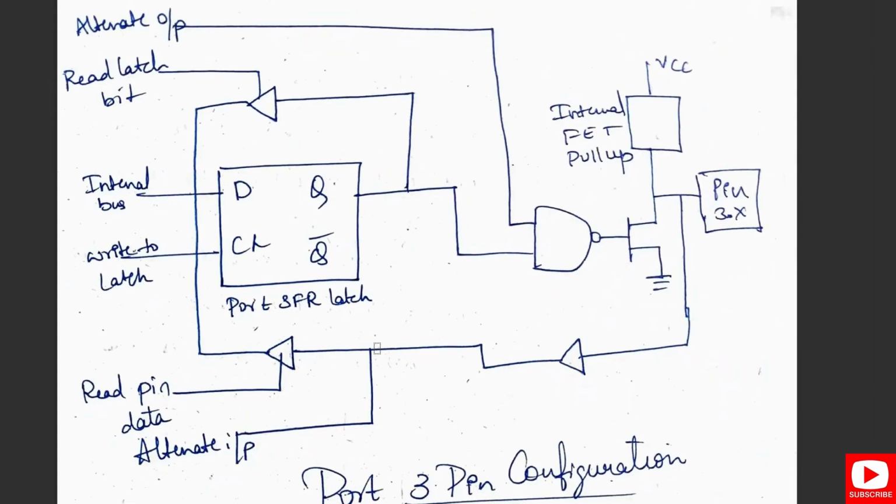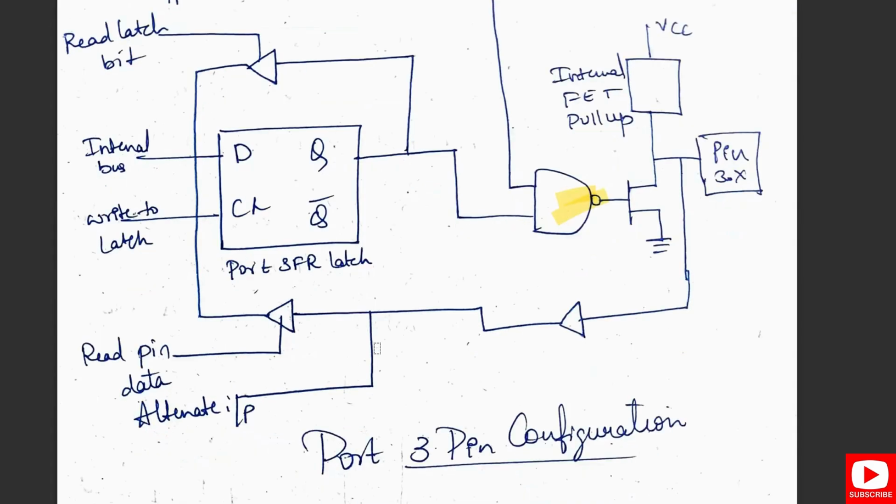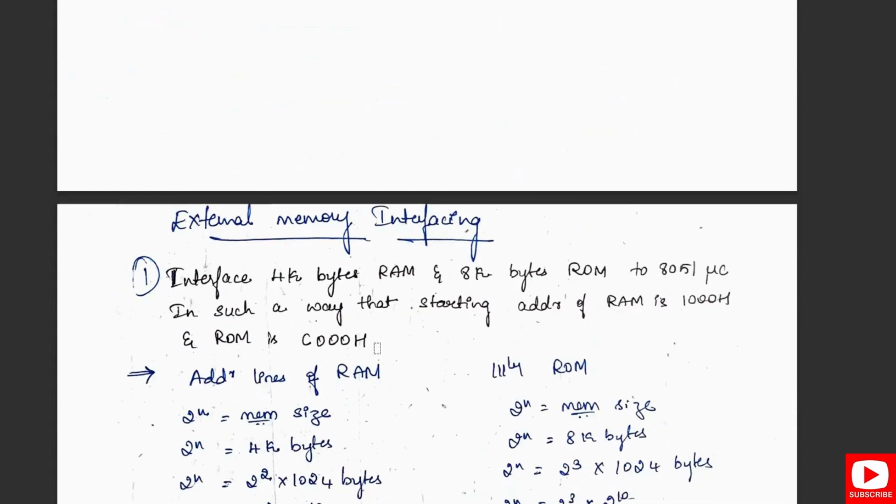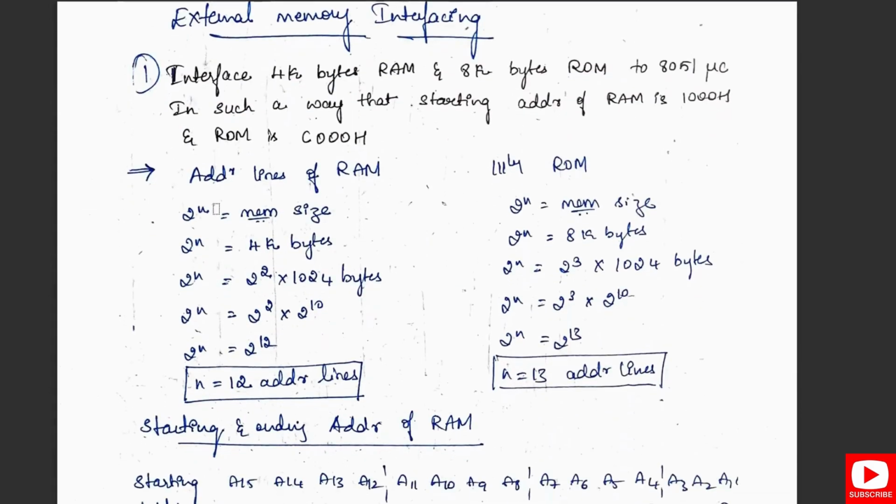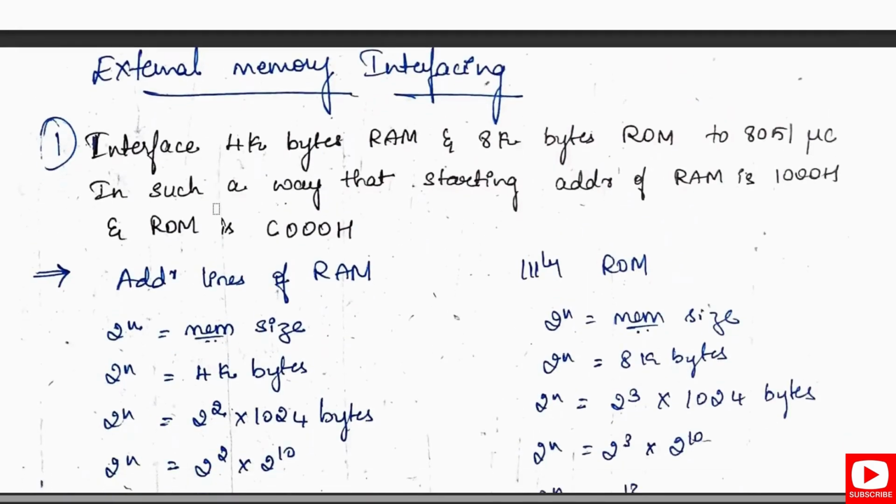Here we are using a NAND gate, which is the difference here. Everything else remains the same. The last part, the important part, is the external memory interface.